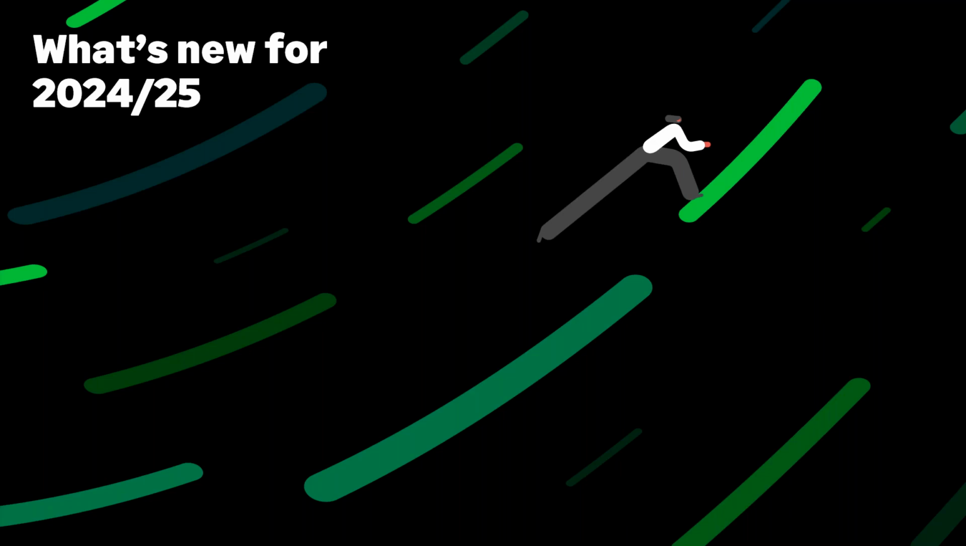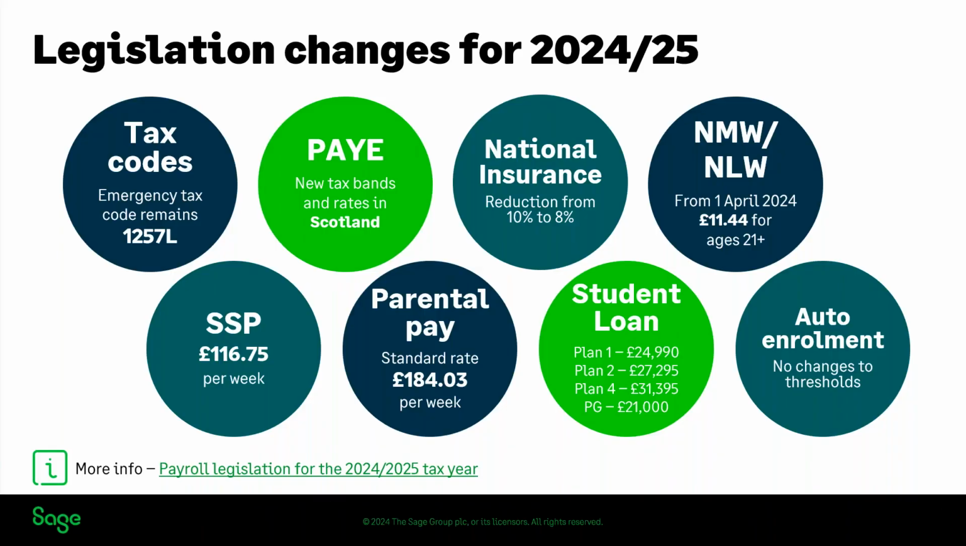So now let's look at what's new for 2024-2025. So here are the legislation changes for 2024-2025. The emergency tax code remains at 1257L. There are new PAYE tax bands and rates for Scotland.